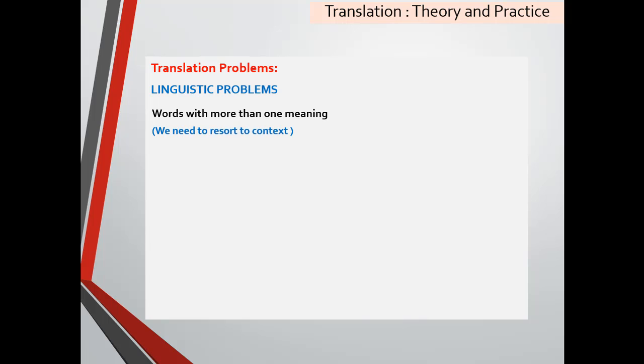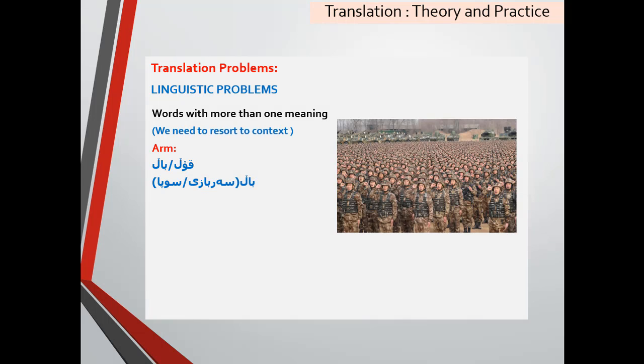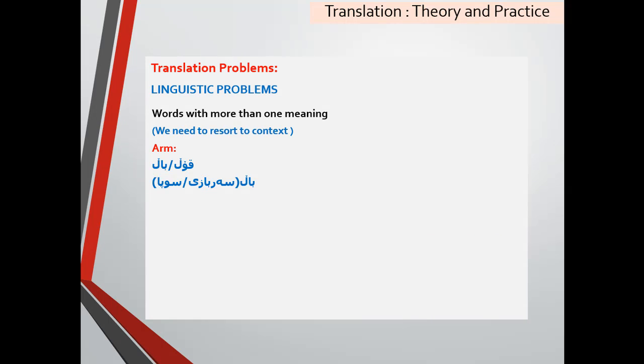Let's take some examples. For instance, the word arm, A-R-M, it has at least two meanings. Either of the two upper limbs of the human body, from the shoulder to the hand. In Kurdish we call it qol or bal. Or it could mean also a branch or division of a country's military forces or the army. So you say Bali Sarbazi or Bali Taibat La Spa.